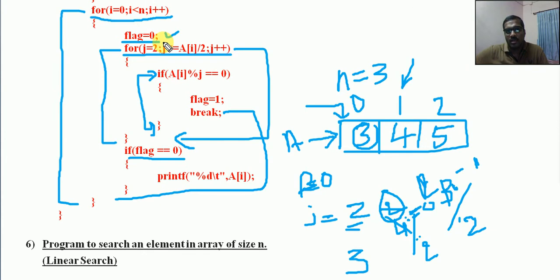Okay. Now again next value. What is our next value? Second location we are having the value 5. 5 divided by 2.